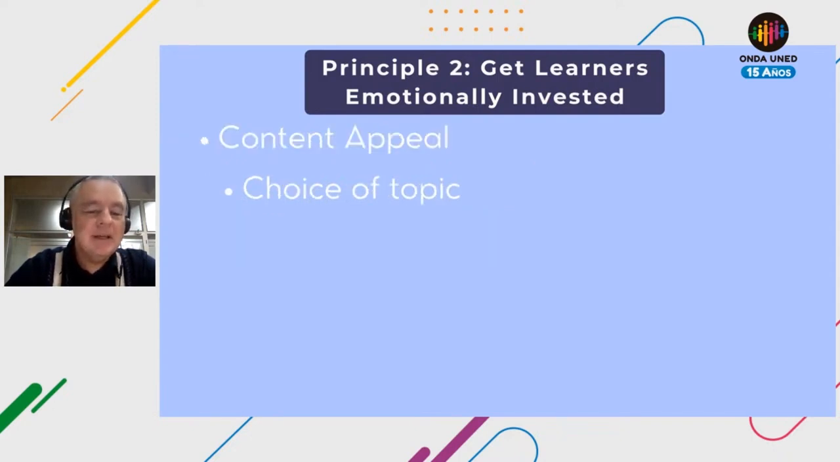Content appeal is related to the choice of topic. Of course, we need to choose topics that are emotionally engaging. Many times in classes we need to simplify the language, and we think that we also need to dumb down the topics and the types of tasks that we do. But you can have a task with simple language that inspires some type of mental activity.